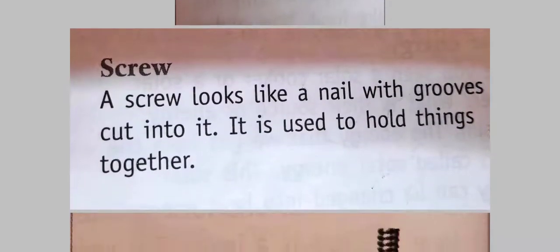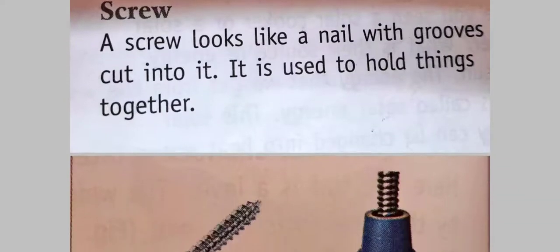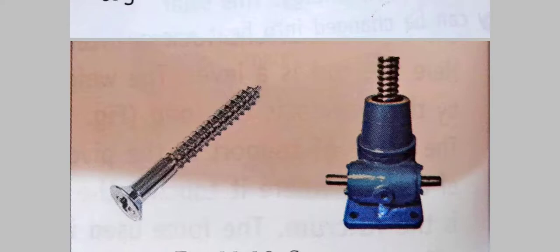Next, screw. A screw looks like a nail with a groove cut into it. This is the screw. Second figure, it is a jack screw. That also I will explain to you.